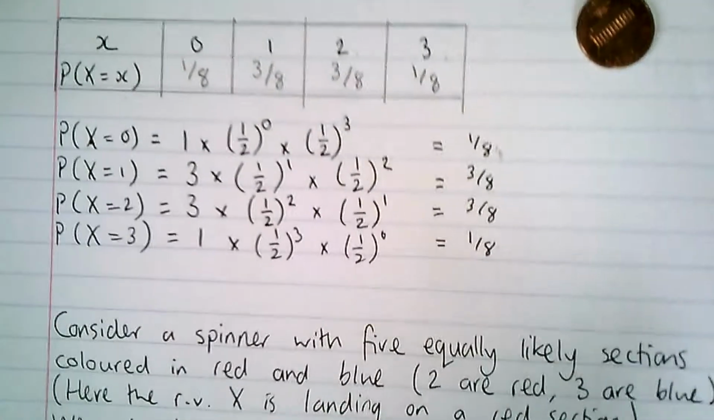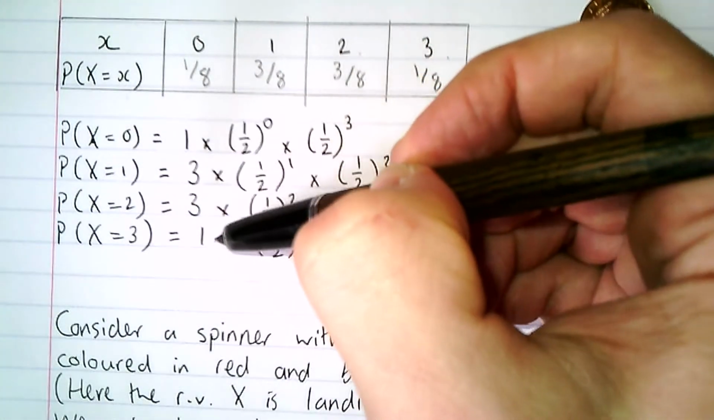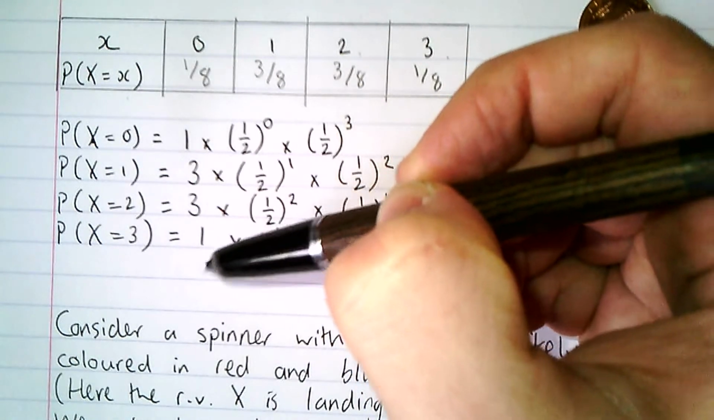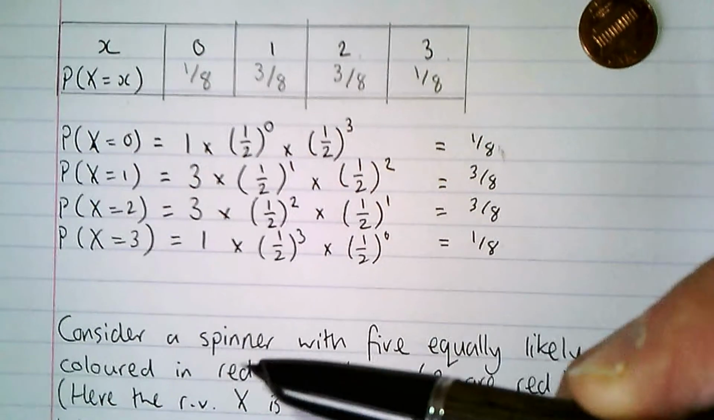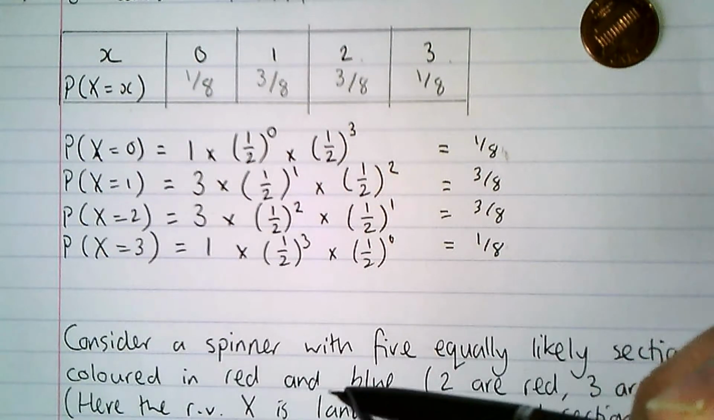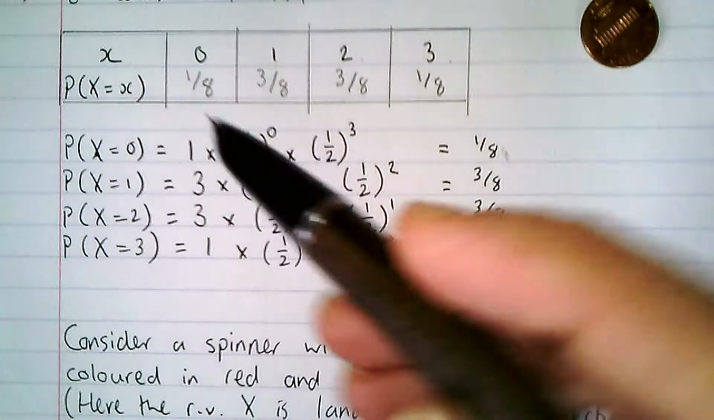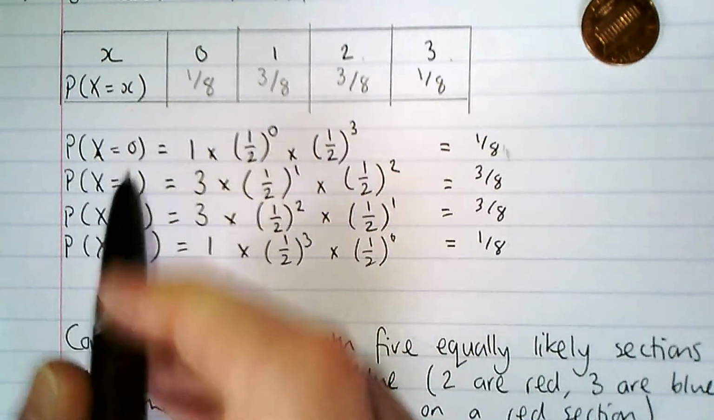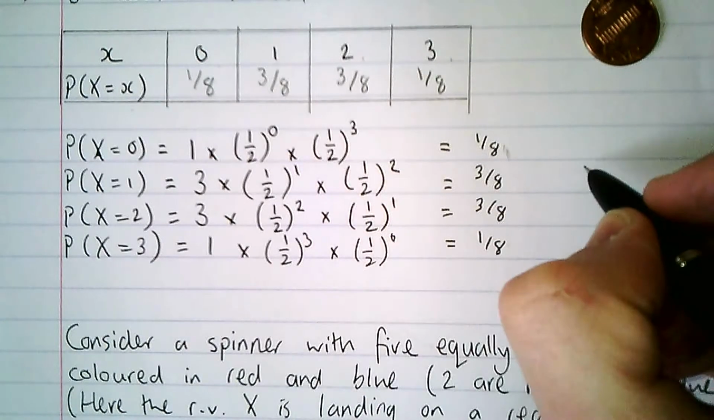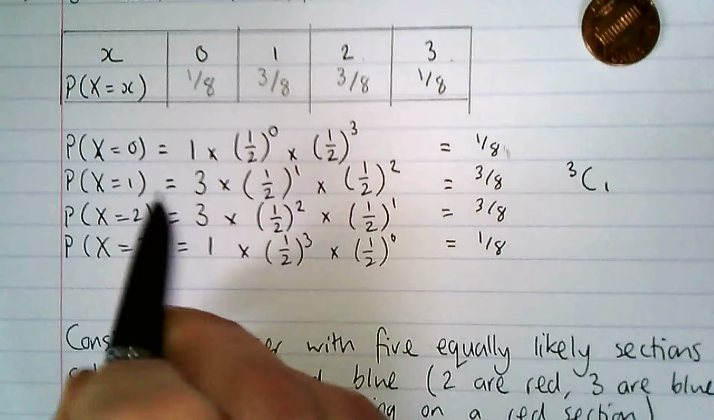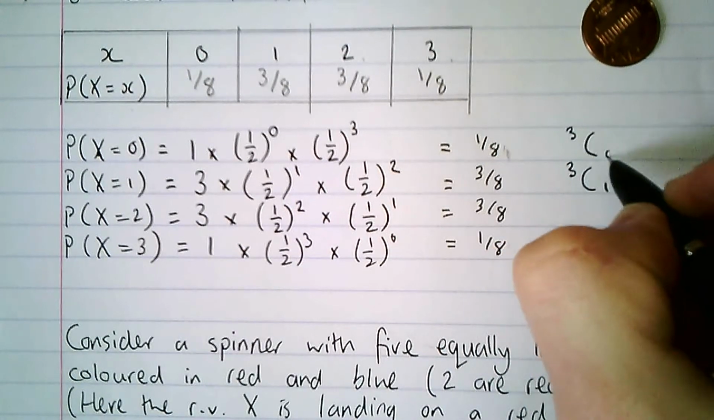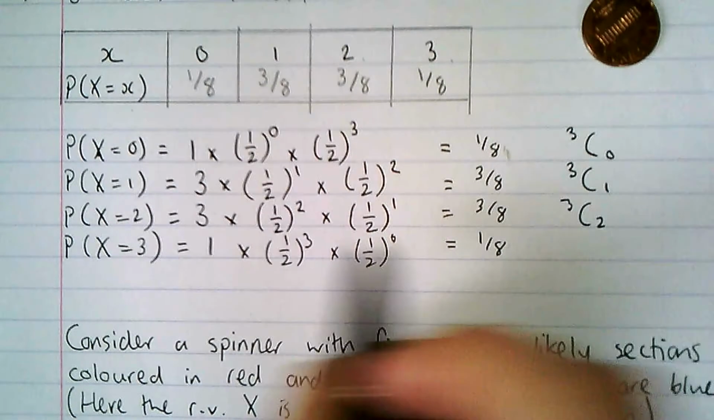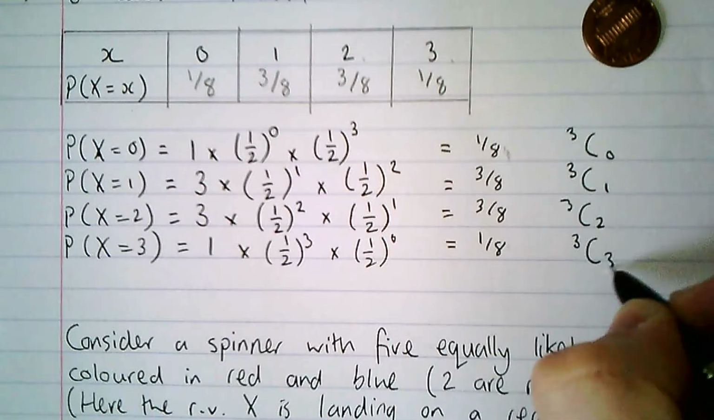Now, you might notice here 1, 3, 3, 1, and as we looked at in class 1, 4, 6, 4, 1, when we had 4 coins, these are rows from Pascal's triangle. And as we discussed in the previous video, those rows of Pascal's triangle are just the combinations. So the number 3 here is 3C1. 3 choose 1 will give me 3. 3 choose 0 will give me 1. 3 choose 2 will give me 3, and then 3 choose 3 will give me 1.